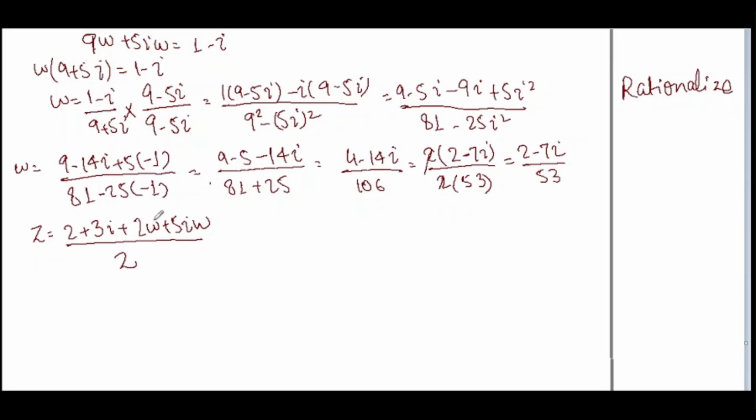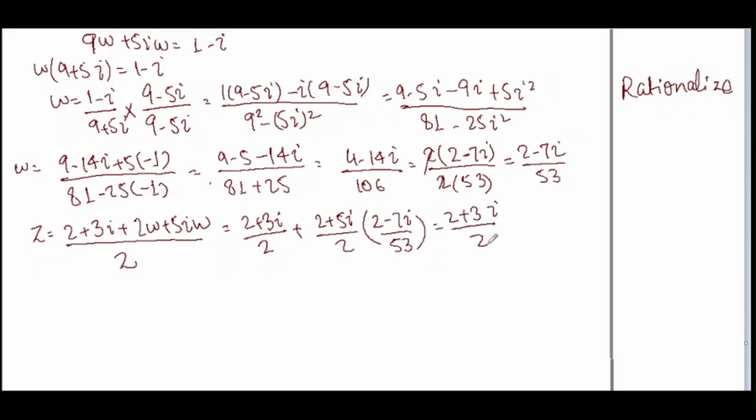Now we have to use the value of w here. First of all we are going to take w common, and then we are going to find its value. So we get 2 plus 3 iota whole divided by 2, separating these two terms, plus 2 plus 5 iota whole divided by 2 into w, which is 2 minus 7 iota whole divided by 53. So now we get 2 plus 3 iota whole divided by 2, and now we are going to multiply these two terms.